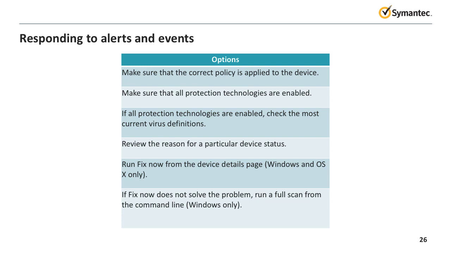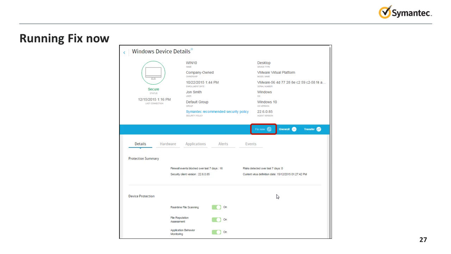You should take immediate action if a device is at risk or compromised. Different remediation and troubleshooting options are available depending upon the device platform. Running Fix Now does the following. Enables all the protection settings that are disabled by the user on the device. No action is performed if you have disabled the protection settings using the device details page. It forces a quick scan on the device if a scan hasn't been performed in the last 72 hours.